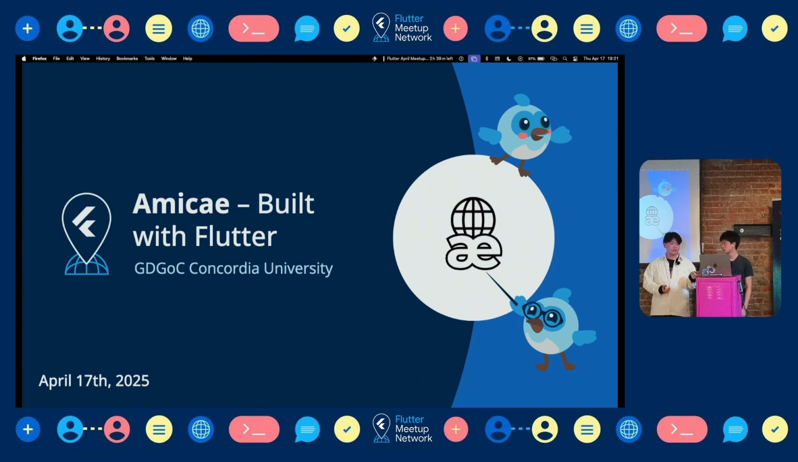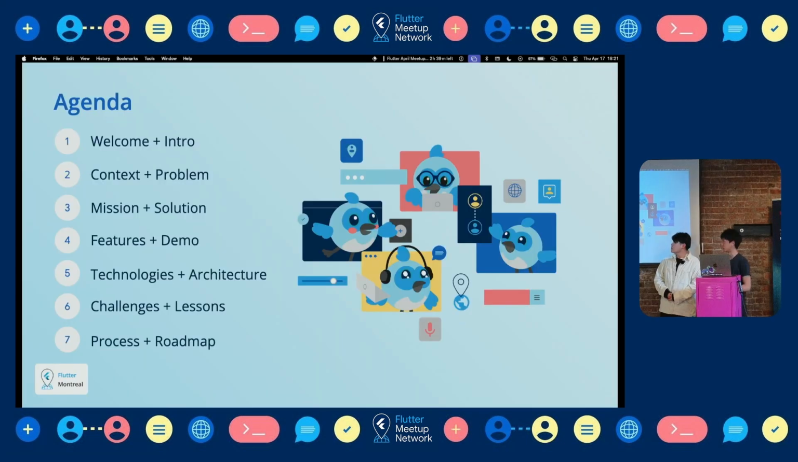Today we'll be going over the problem and the context behind why we started the app, the solution that we came up with, and then some of the features, and we'll give you a quick demo. After that, we'll show you the behind the scenes, the technologies and architecture behind the app, and then we'll go over lessons we learned over the time that we were developing the app, and then the process and the future roadmap for our app and project.